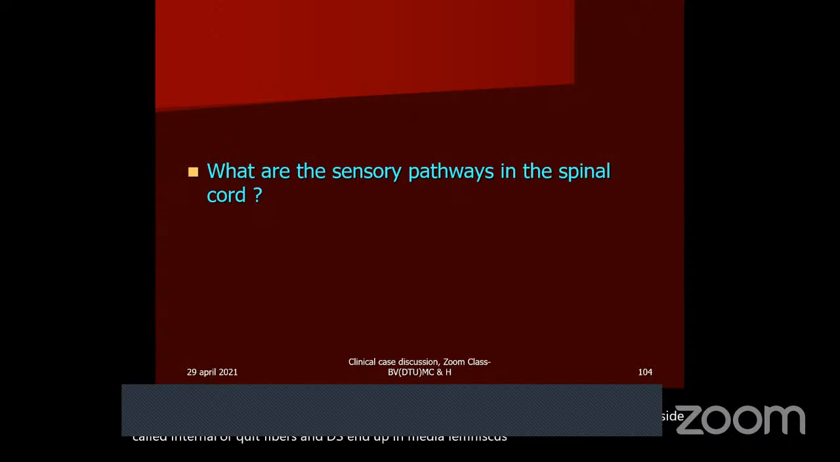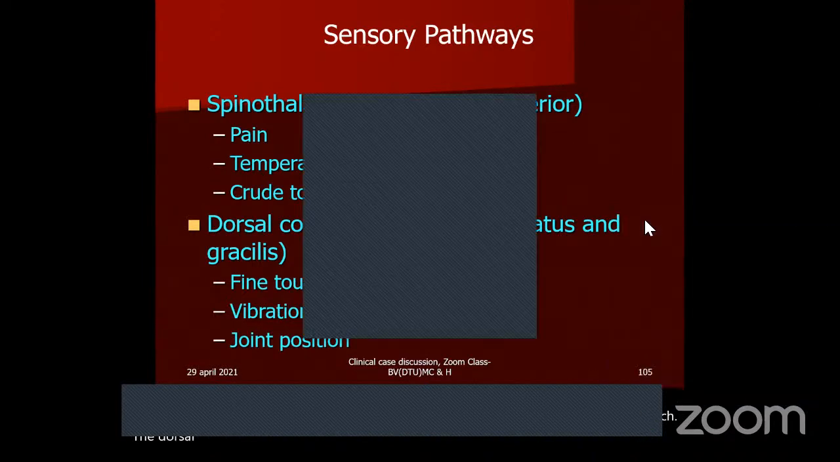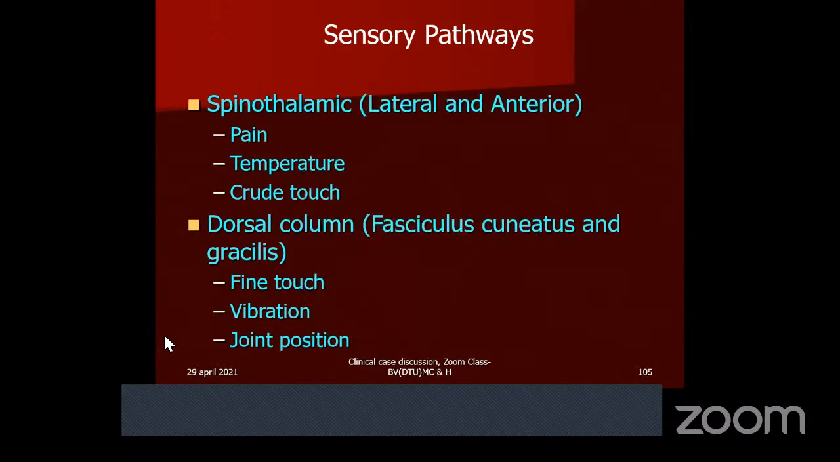So these are the sensory pathways which you should remember. The spinothalamic tract, lateral and anterior, conducts pain, temperature, and crude touch. The dorsal columns conduct fine touch. You are clear on this, right? So dorsal column and spinothalamic tracts, that's good. And what are crossed, what are uncrossed, you should be able to remember.